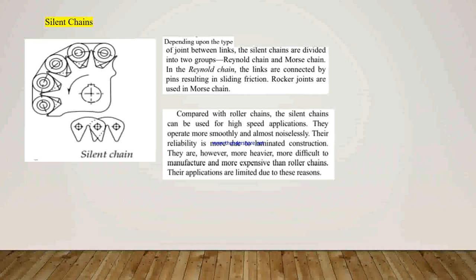In this session, we covered chain drives, roller chains and their geometric relationships, polygonal effect, power rating of roller chains, sprocket wheels, and silent chains. In the next session, we are going to cover the design procedure for chain drives.